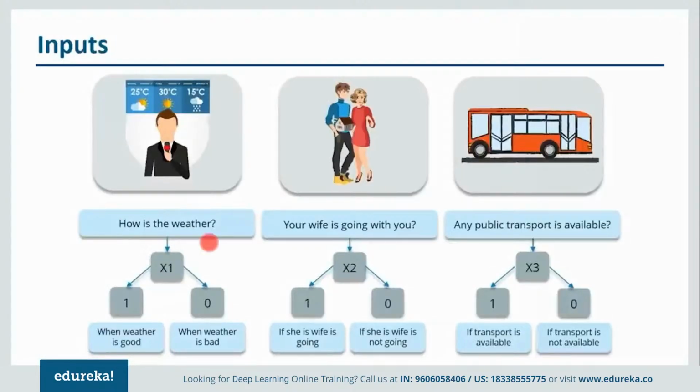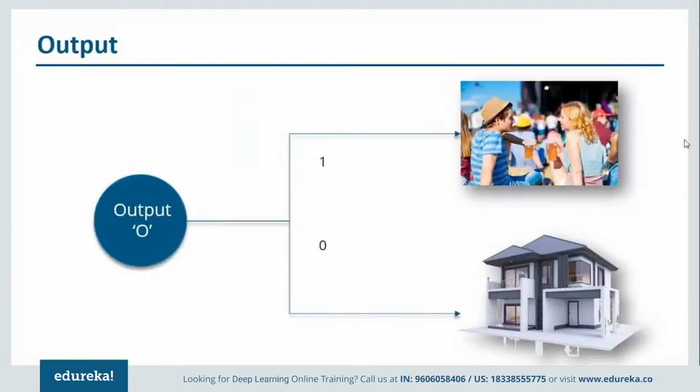We'll move forward and see what the various inputs are. The first input is how's the weather. We'll consider it as x1. When weather is good, it'll be 1, and when it is bad, it'll be 0. Similarly, whether your wife is going with you or not will be x2. If she is going, it's 1; if she's not going, it's 0. Similarly, for public transport, if it is available, then it is 1, else it is 0. So these are the three inputs. Let's see the output. Output will be 1 when you're going to the beer festival, and output will be 0 when you want to relax at home. You want to have beer at home only. You don't want to go outside. So these are the two outputs, whether you're going or not going.